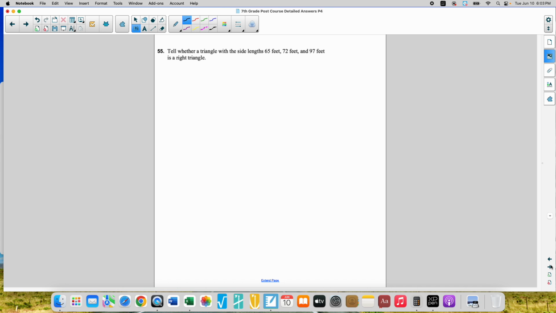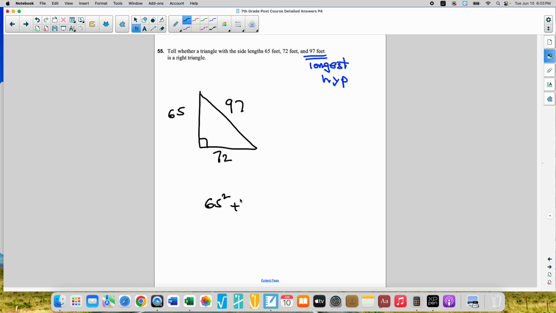All right, tell whether a triangle with the side length 65 feet, 72 feet, and 97 feet is a right triangle. Well, one little thing that we need to know is that the longest side is always going to be the hypotenuse. So if we draw this triangle, and we're saying, hey, if it's a right triangle, it must fit Pythagorean theorem, meaning 65 squared plus 72 squared must equal 97 squared.